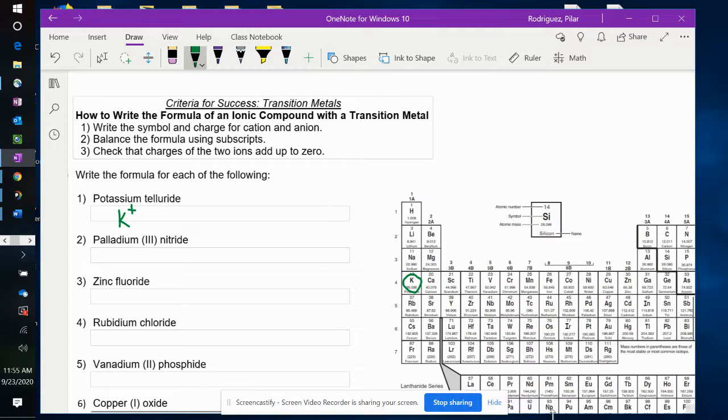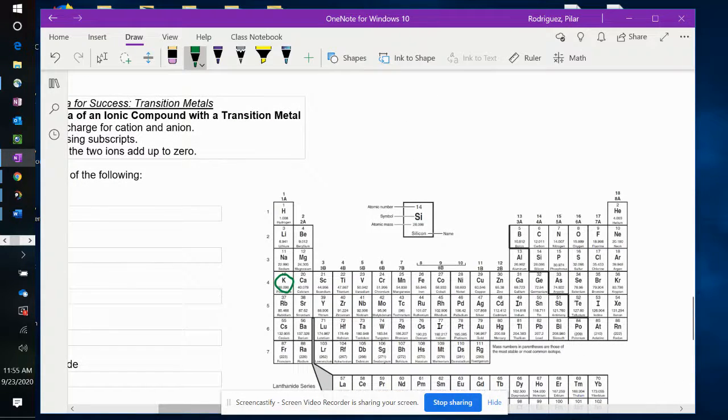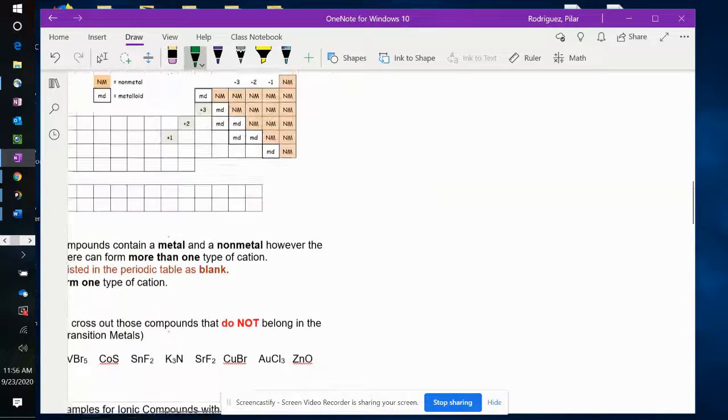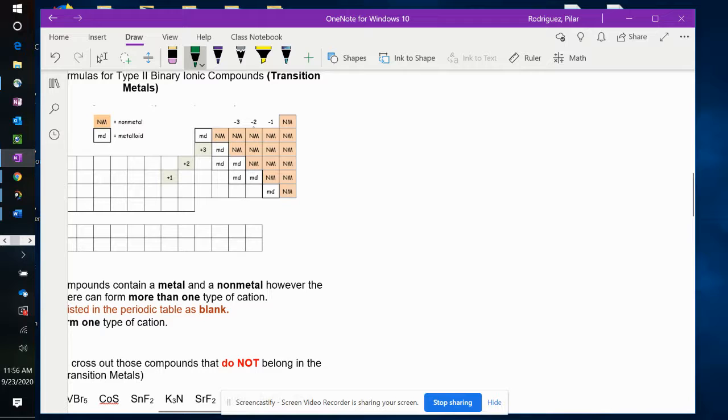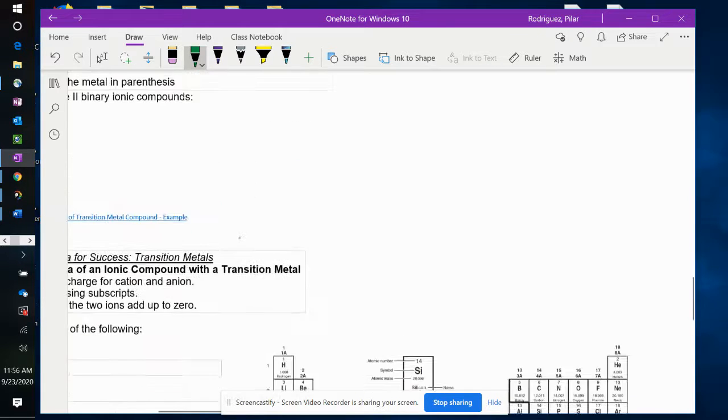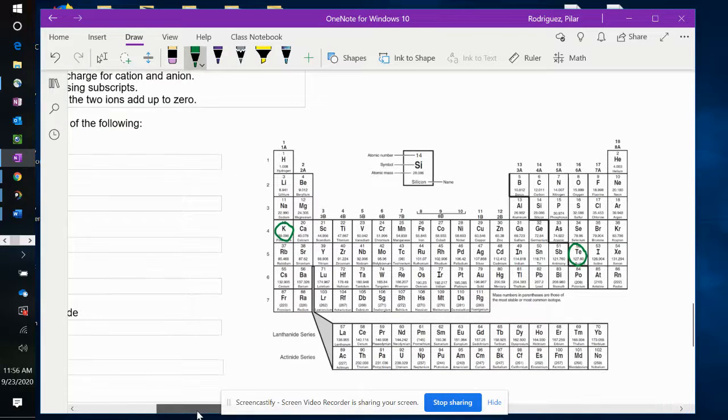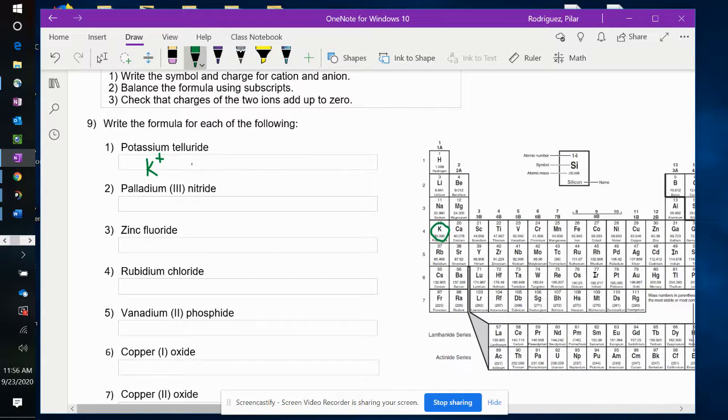Telluride is hinting at tellurium that is actually all the way right here. I know tellurium has a -2 charge because it is 2 spots away from a noble gas. 1, 2. If you want to check me on that, we can go up here, and there's a -2 charge right here for these elements. All right, so let's go back to the bottom. I know that tellurium is element symbol Te, and it has a -2 charge.